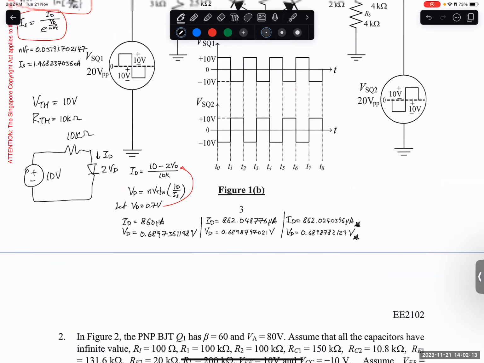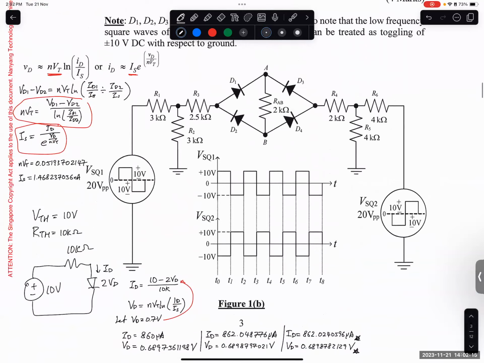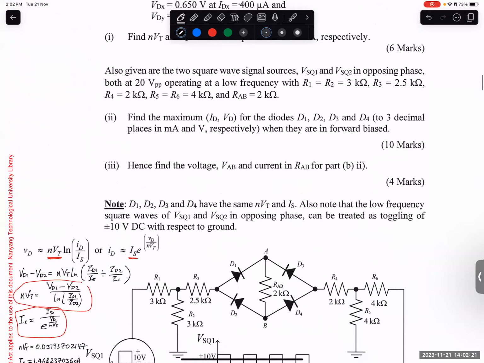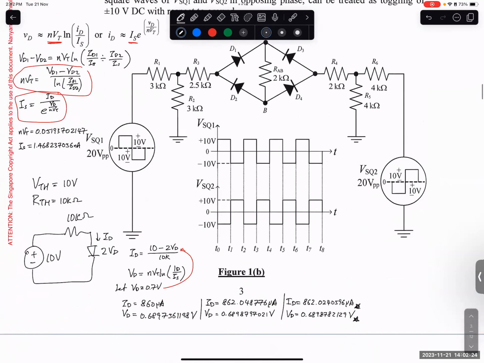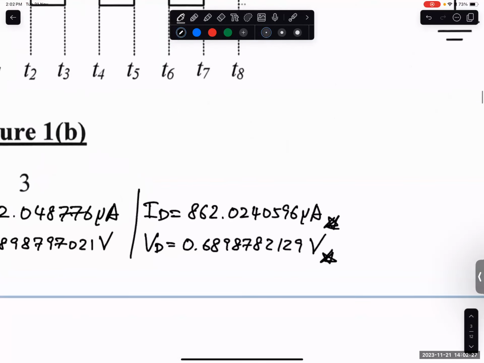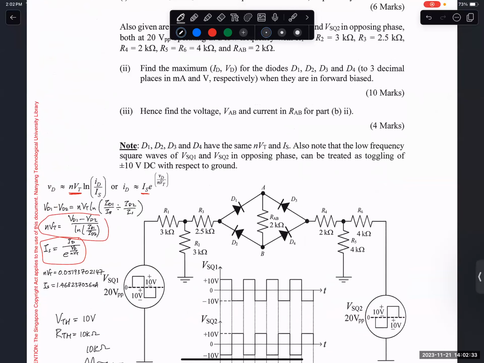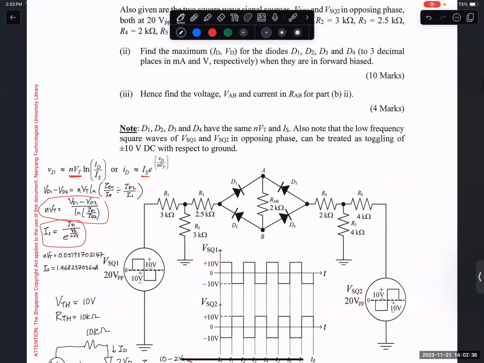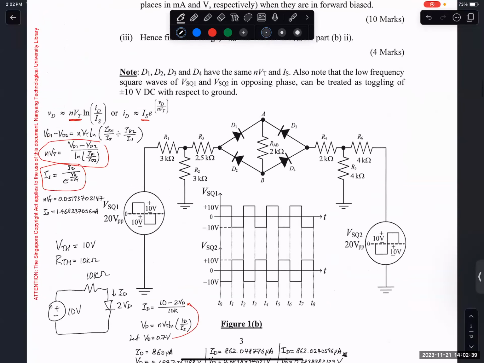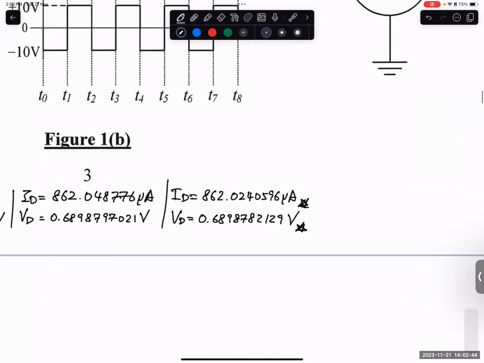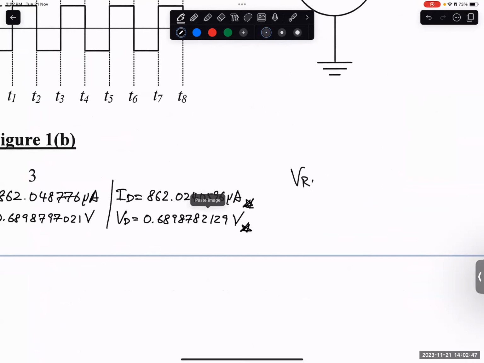Now what does the question ask? Find the maximum ID and VD for the diodes. Actually, we got it already. This is the maximum, when you're in forward bias. I got microamp; actually, milliamp is just 0.8, so whichever you prefer. Hence, find the voltage VAB and the current for RAB for part VI. Very simple. Just the current multiplied by the resistance gives your voltage. Current is just your diode current. So VRAB equals ID times 3K. That's all.